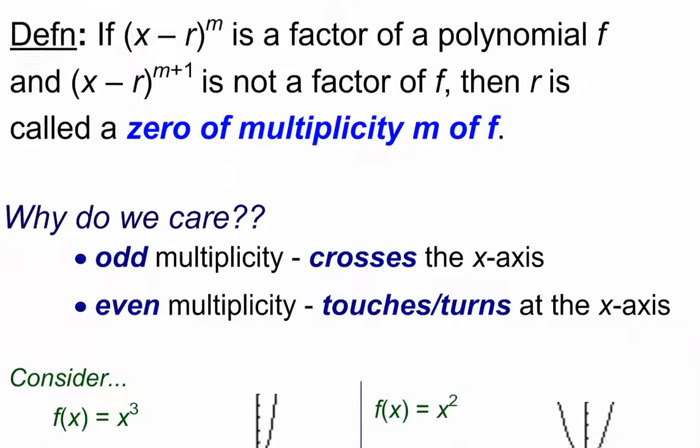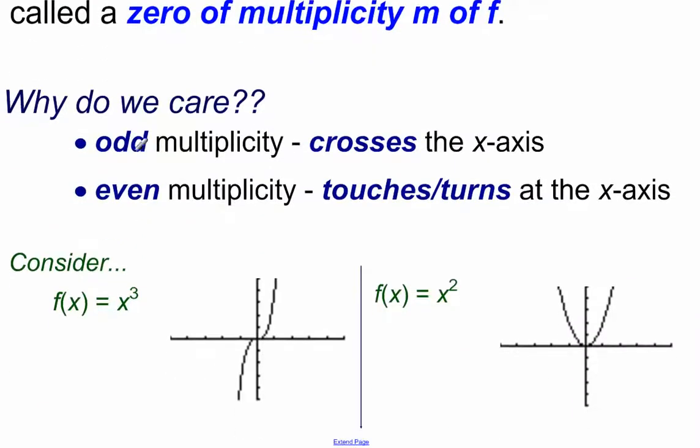And the reason I'm interested in that multiplicity is because if it's an odd exponent on that factor, that's going to be somewhere where we're going to cross the x-axis. But if that is an even number on that factor, then I'm going to touch and turn at the x-axis.